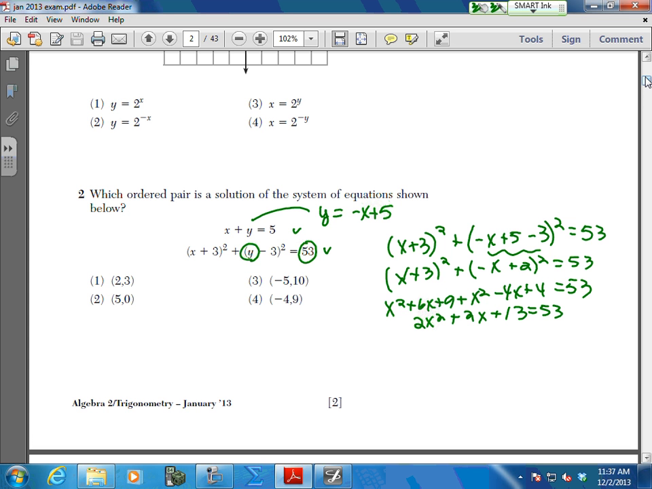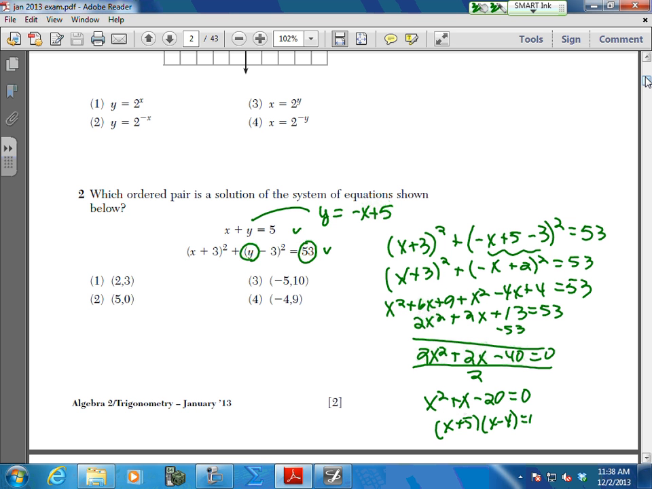And then move the 53 over here, subtract 53, so that you build a trinomial that is factorable. Divide everything through by a 2 and make your life a lot easier. And then factor. We've got an x plus 5 and an x minus 4. So you've got an x equals negative 5, and an x equals 4. Now, take those and bring back your y. So your y was equal to negative x plus 5. Plug it into each one of these and see which point was there.